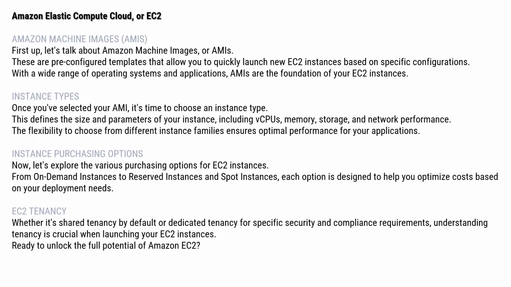Once you have selected your AMI, it's time to choose an instance type. These define the size and parameters of your instance, including CPUs, memory, storage, and network performance. The flexibility to choose from different instance families ensures optimal performance of your applications.